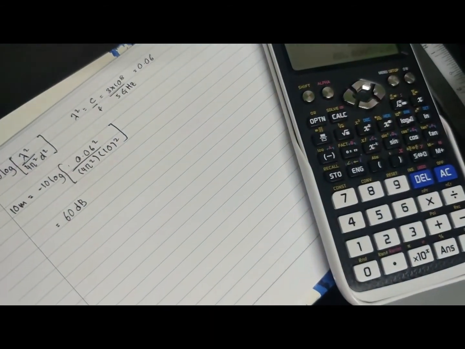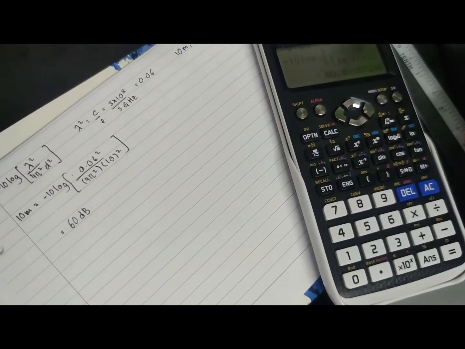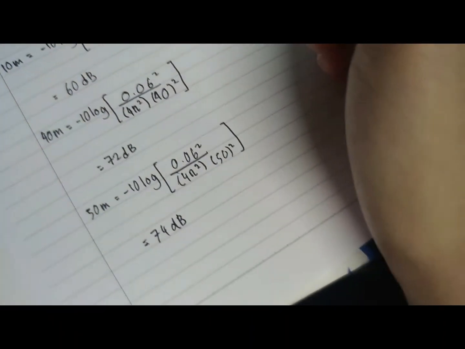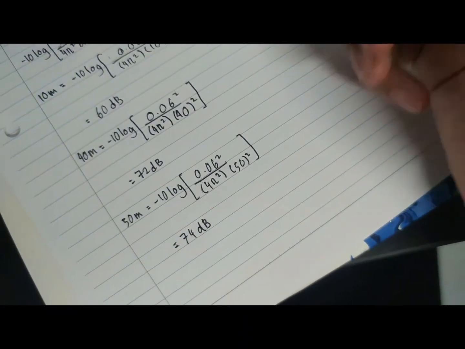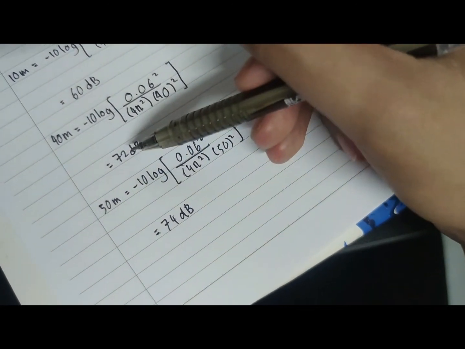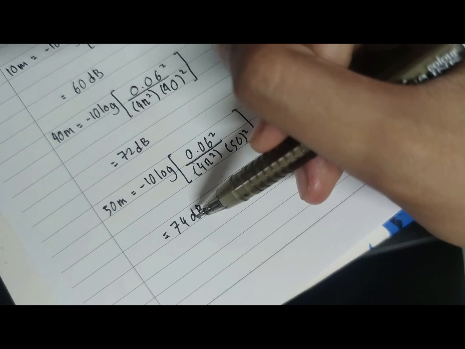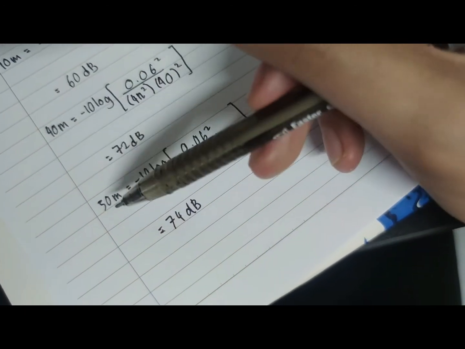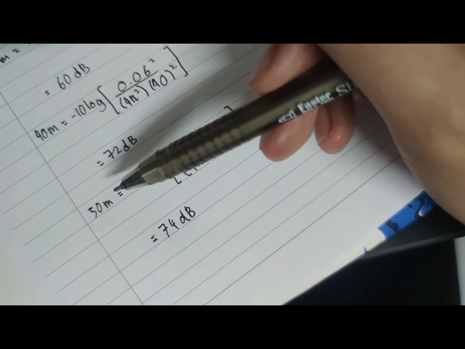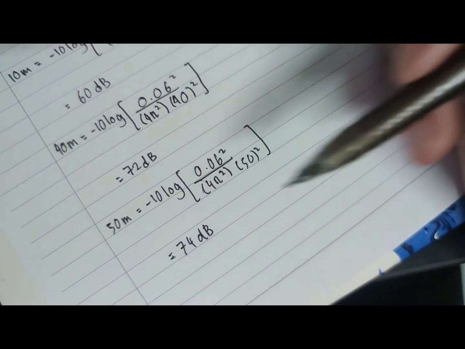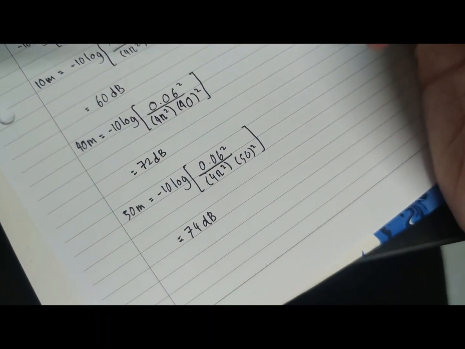As usual, I will skip ahead and show the results later. Okay, so this is the final answer that we get. For 40 meter we will get 72 dB, and for 50 meter we will get 74 dB. As you can see, for 40 meter and 50 meter the result is not that far, 72 and 74. So that is all from me.